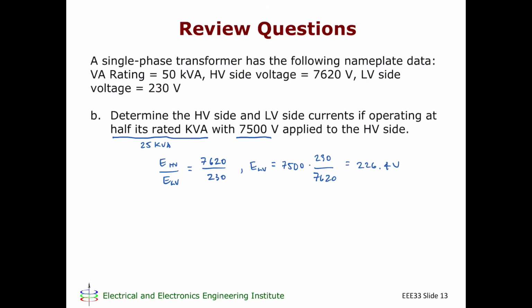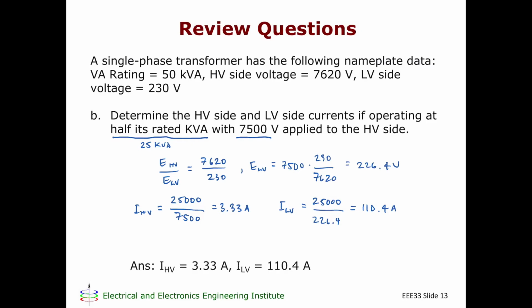What is going to be my high voltage current? That's going to be my kVA at which it is operating, 25,000 divided by 7,500. So this is 3.33 amperes. And my low voltage side current will be 25,000 divided by 226.4, which will give me 110.4 amperes. So I hope this is clear.